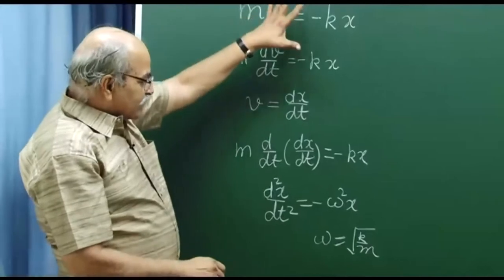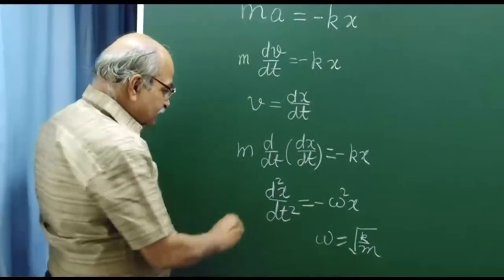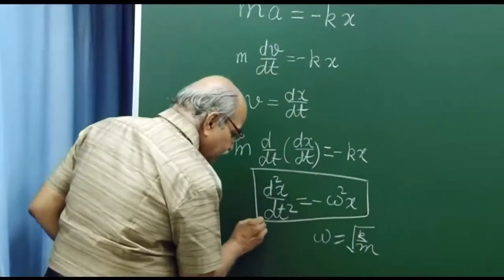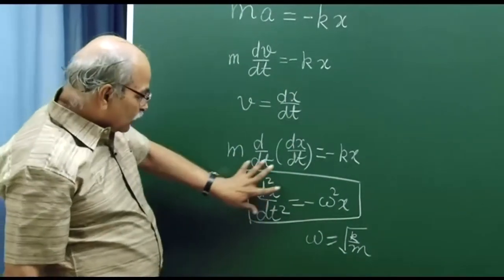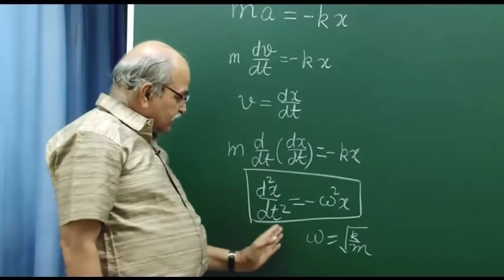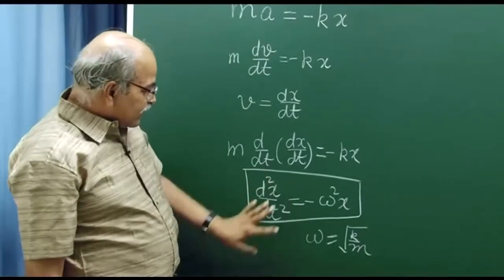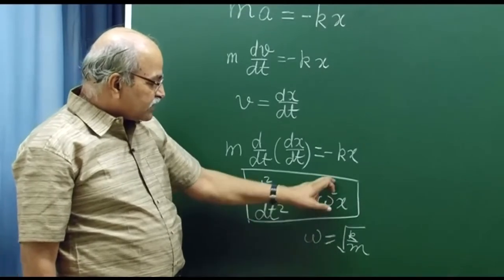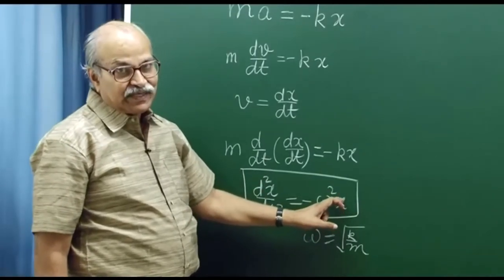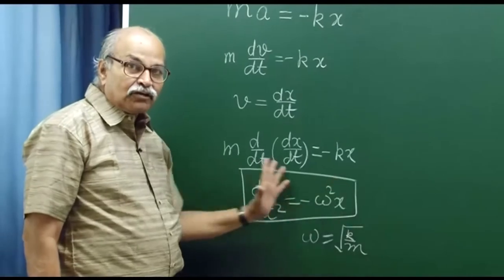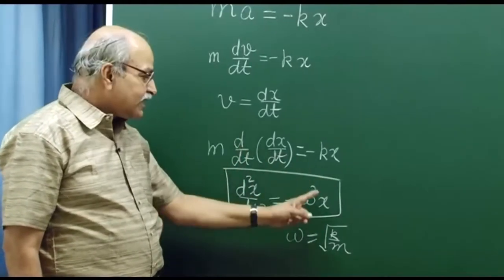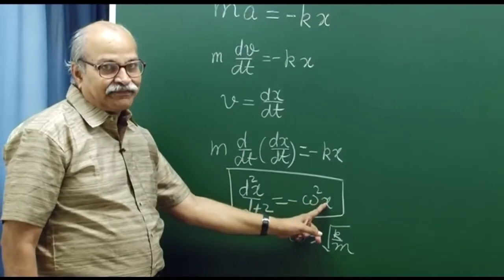Alright, so this is the kind of equation that we have. This is the basic equation for oscillations. Your acceleration, this whole thing, d2x dt square, is nothing but acceleration. Acceleration is negative some positive constant times x. This is the basic equation. If a system follows this kind of equation, then this x will oscillate in time.